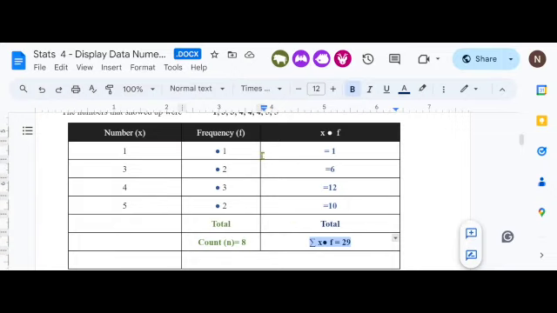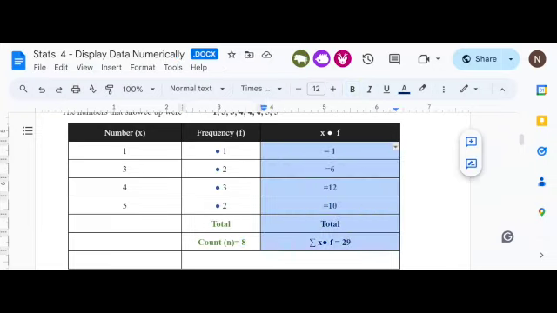So try to get used to such a table, because that's what we're going to use in the future. Okay? Remember, we divide by what? By 8. This column again, the last one. Yeah, it's the result of the multiplication of the number and the frequency.